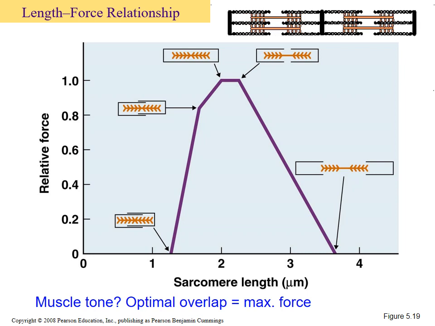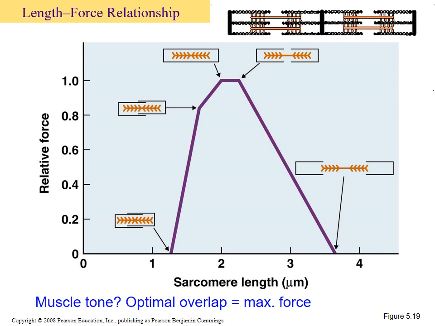And you want to have overlap in the sense that it's going to be easy for you to make a cross bridge once you activate the muscle to start contracting, and that you also have enough room for the thin and the thick filaments to slide past each other, because as they're sliding, that's when you're physically contracting the muscle.